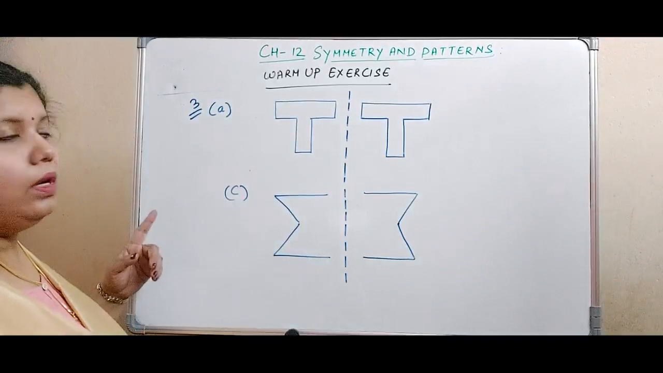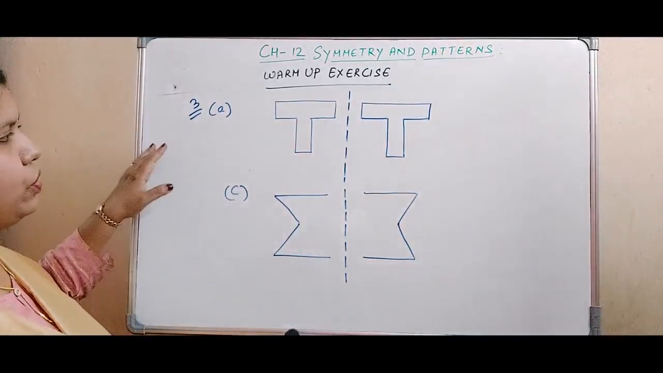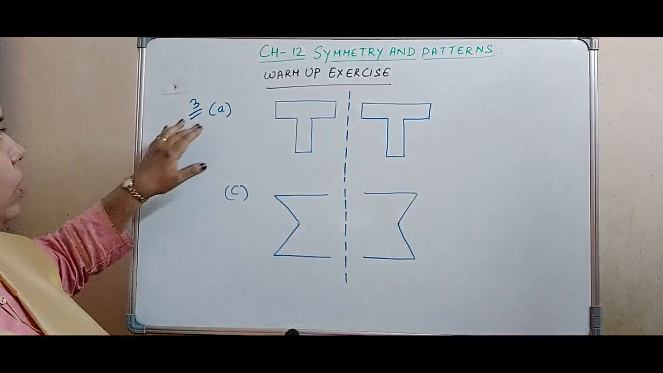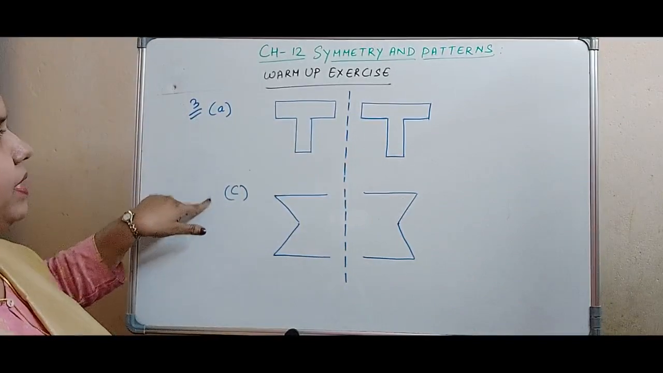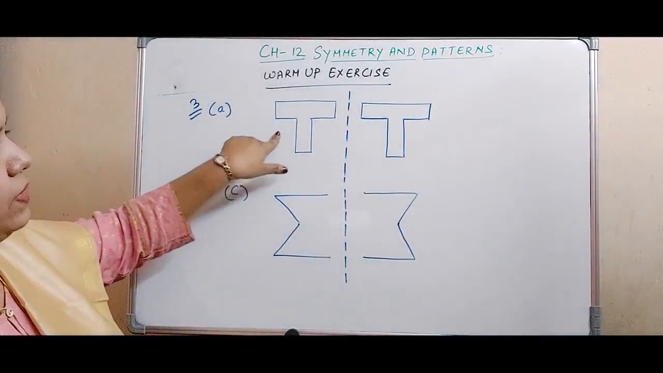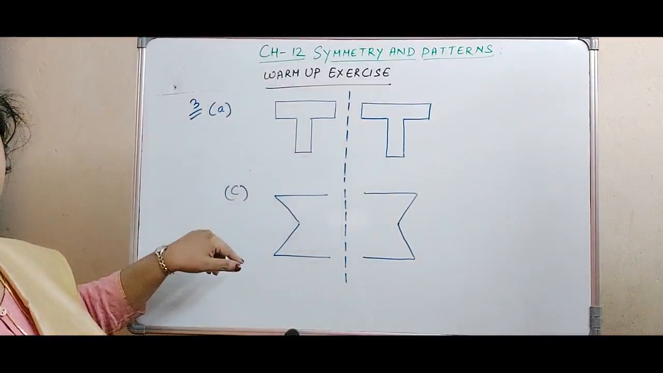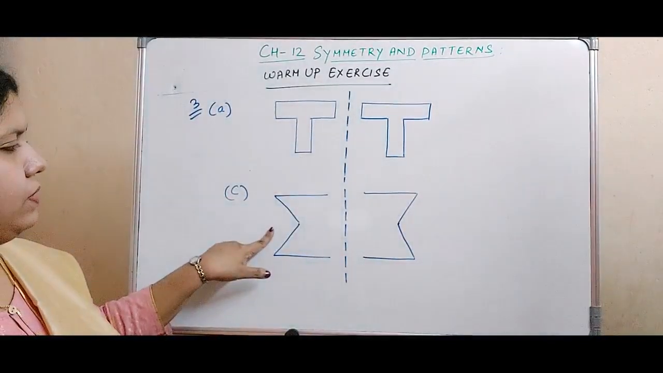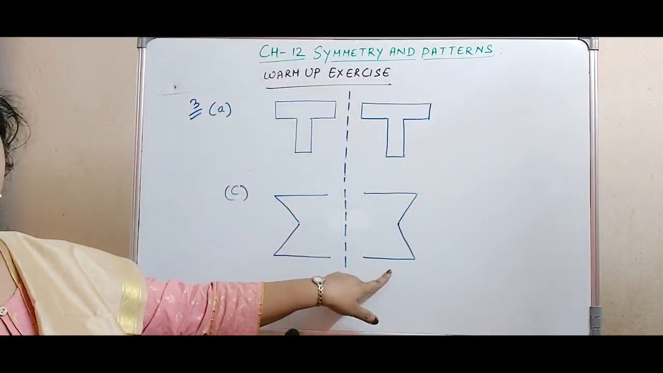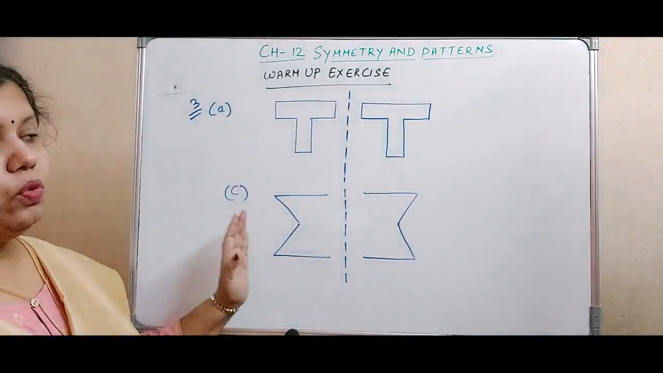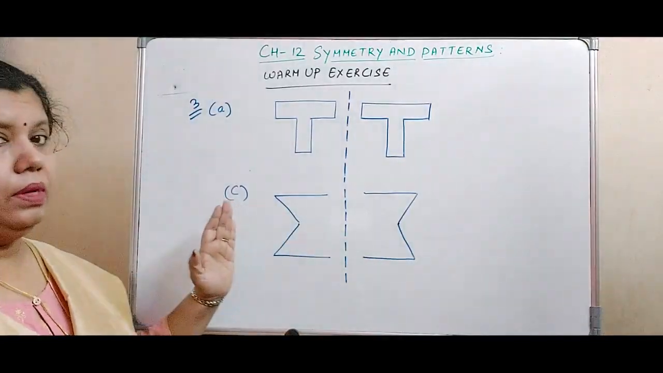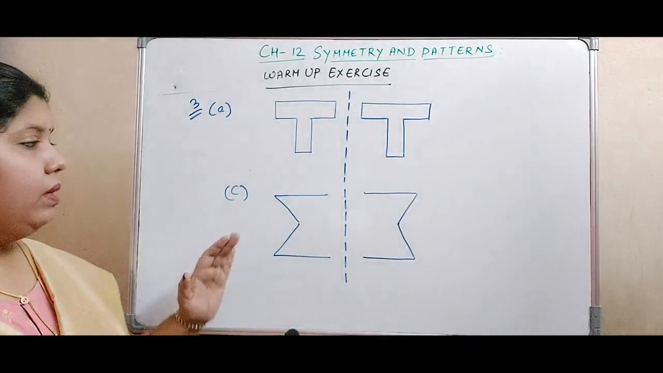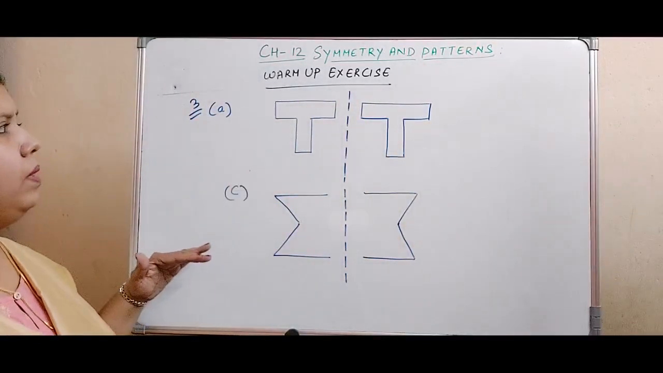Now these two figures are showing the mirror image. The question was to draw mirror image. So here in letters A and C, you can see the mirror image of this figure matching with this figure. Okay, mirror image of this figure again matching with this figure. Actually in mirror image only left and right will be different, but top and bottom will remain the same.